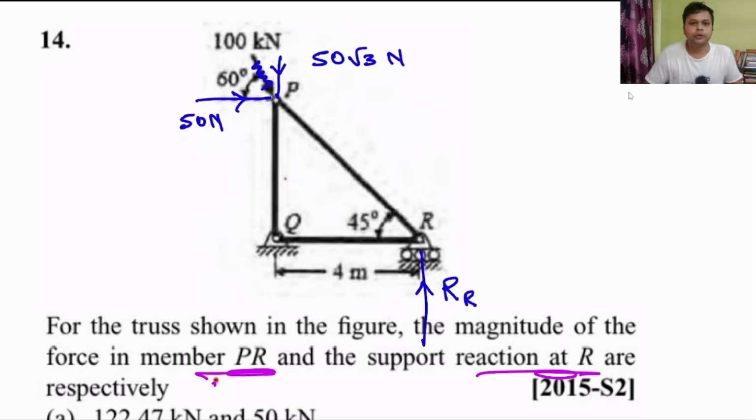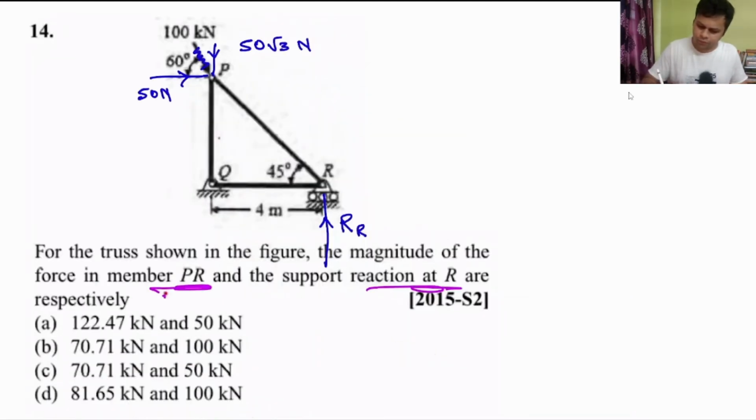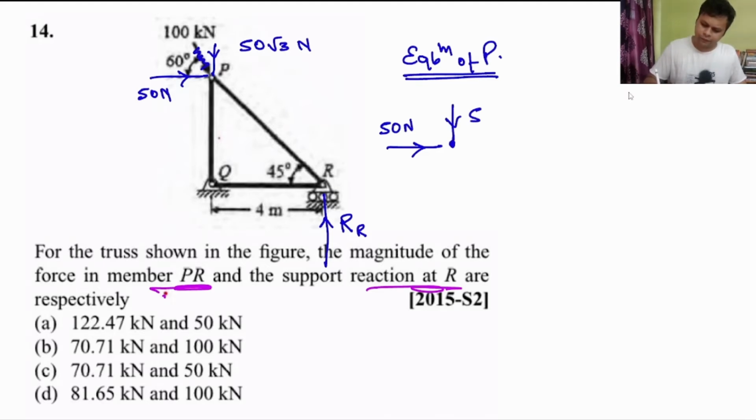Now let us focus. If you consider the equilibrium of joint P, there is a 50 kilonewton force from this side and a 50 root 3 kilonewton force from this side. And there are two other forces. Let me draw them with a different color pen.